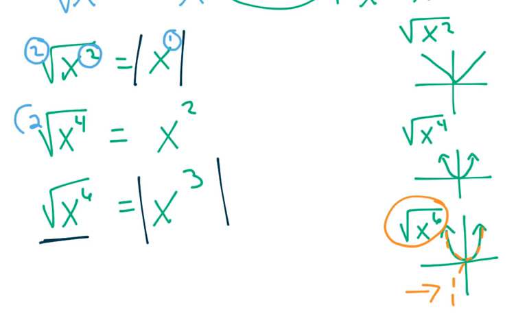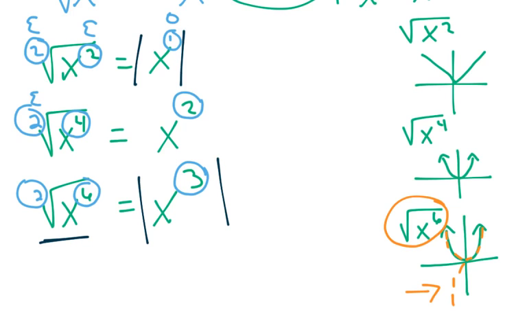Down here we have an even index of 2, an even exponent of 4, and an even exponent of 2. No absolute value bars. Here we have an even index of 2, an even exponent of 6, and an odd exponent of 3. So even, odd needed absolute value. Even, even did not need absolute value. Even, odd needed absolute value.